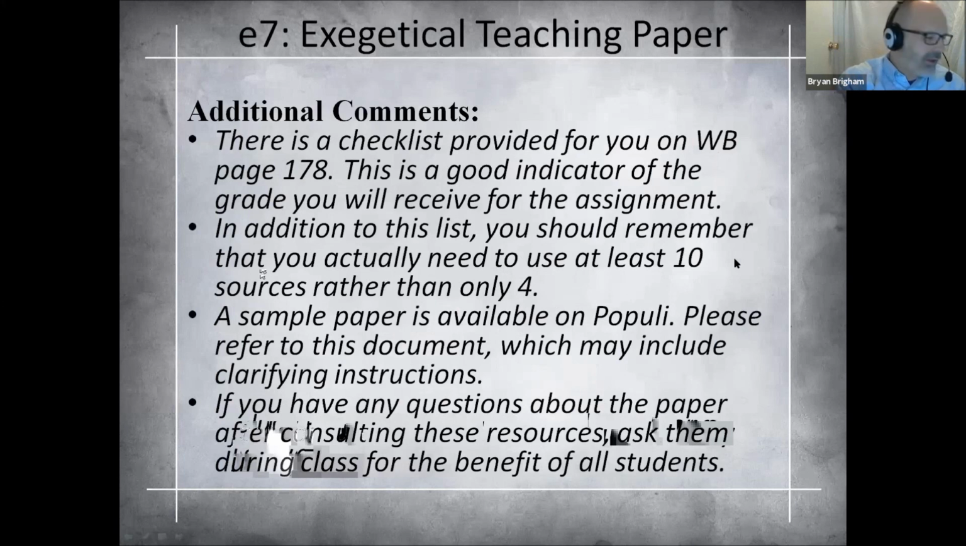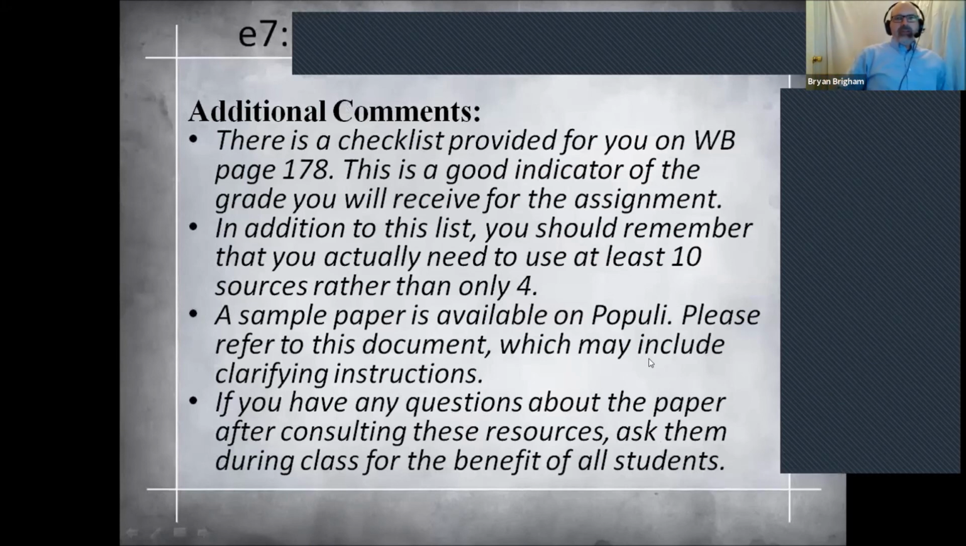Some other things that might be helpful for you, there's a checklist. If you look in your workbook on page, okay, so continuing on. There's a checklist provided for you in the workbook and in your text that will give you a good idea of the grade you should expect to receive on the assignment. In addition to this list, you should remember that you actually need to use 10 sources instead of 4. Your checklist says I've consulted at least 4 reputable sources. That is not enough for a research paper.